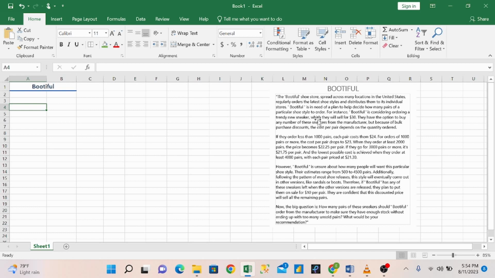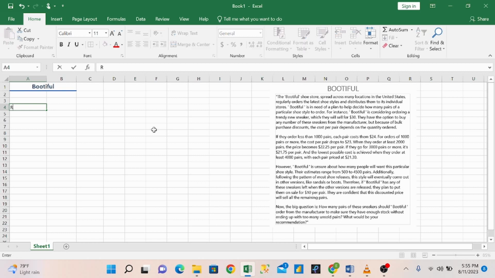They have the option to buy any of these sneakers from the manufacturer, but because of bulk purchase discounts, the cost per pair depends on the quantity ordered. If they order less than 1,000 pairs, each pair costs them $24. For orders of 1,000 pairs or more, the cost per pair drops to $23. When they order at least 2,000 pairs, the price becomes $22.25 per pair. If they go for 3,000 pairs or more, it's $21.75 per pair. And the lowest possible cost is achieved when they order at least 4,000 pairs, with which each pair is priced at $21.30.